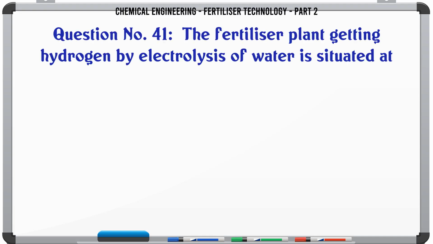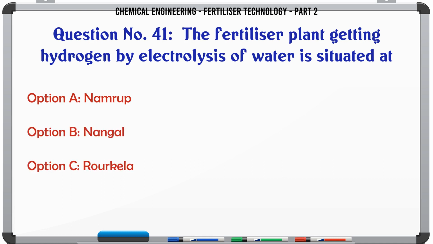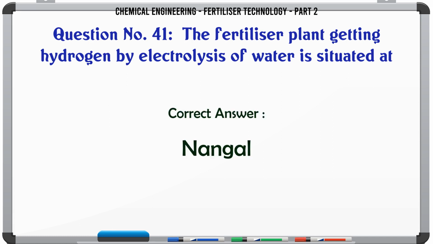The fertilizer plant getting hydrogen by electrolysis of water is situated at A. Namrup. B. Nangal. C. Rourkela. D. Korba. The correct answer is Nangal.